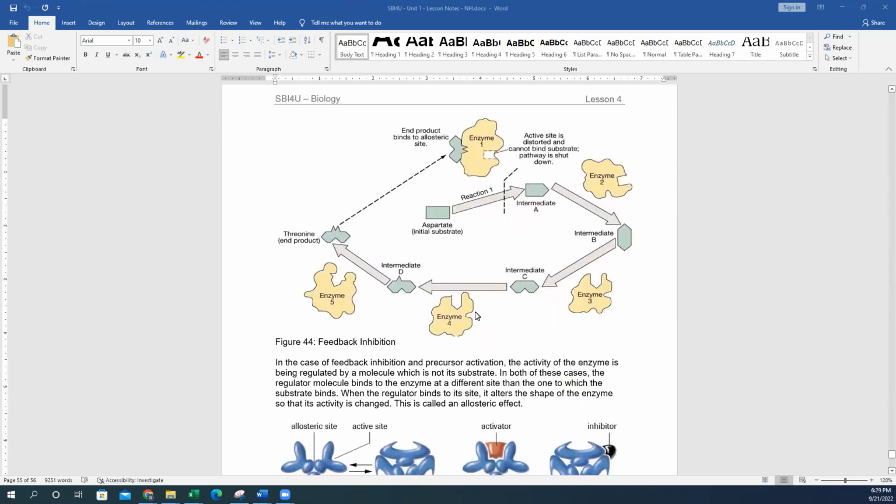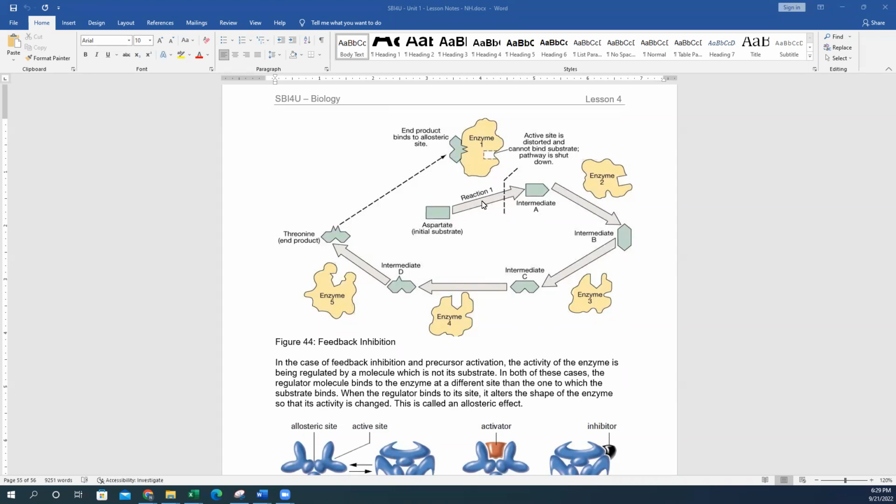So here's a diagram that demonstrates that concept of feedback inhibition that we talked about. So let's take a look at exactly what's happening over here. Here we have a series of steps. So this is a pathway in which a series of reactions occur. And it starts out initially with an initial substrate. So this is the first reaction that takes this initial substrate. In this case, it's a molecule of aspartate.